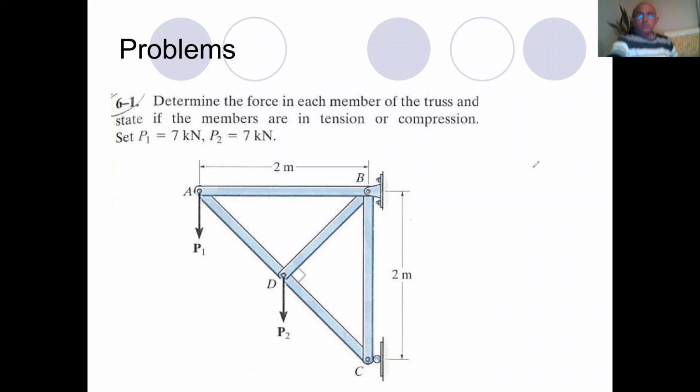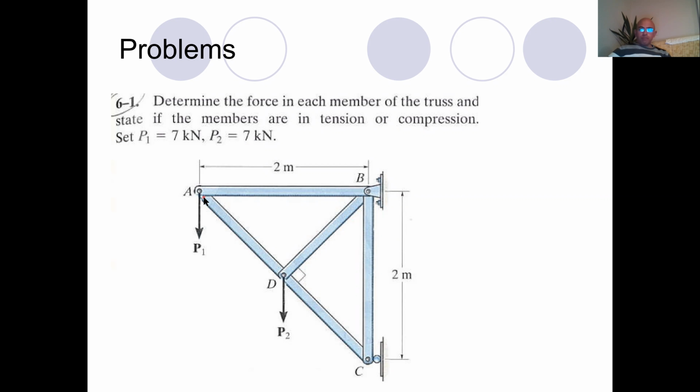Okay, so our problem is 6.1. We have a truss system. Question is like this. Determine the force in each member of the truss and state if the members are in tension or compression. Set P1 is equal to 7 kilonewtons and P2 is equal to 7 kilonewtons as well.